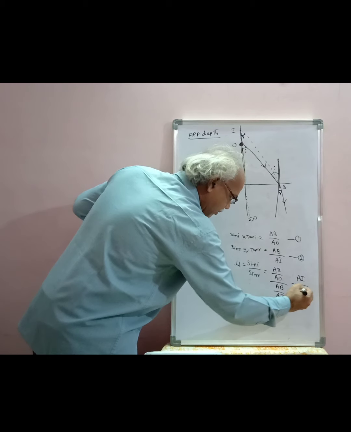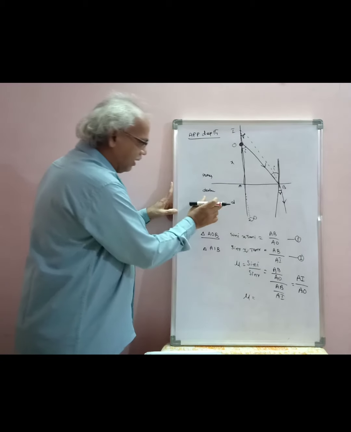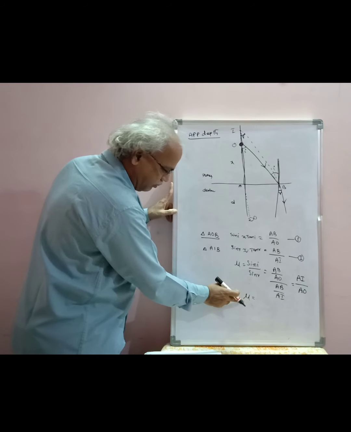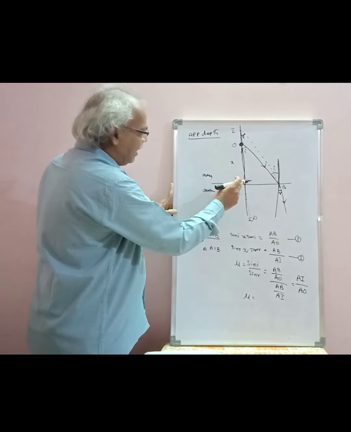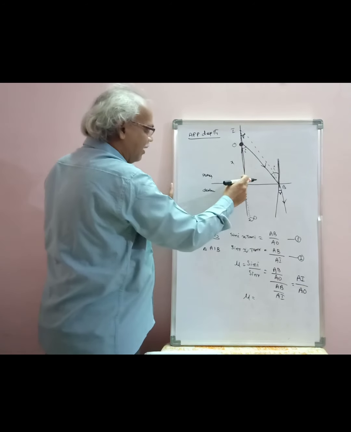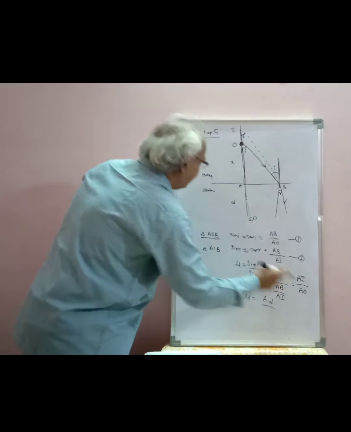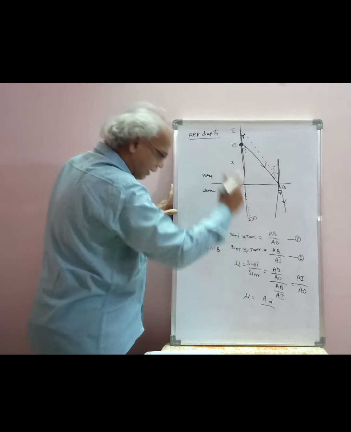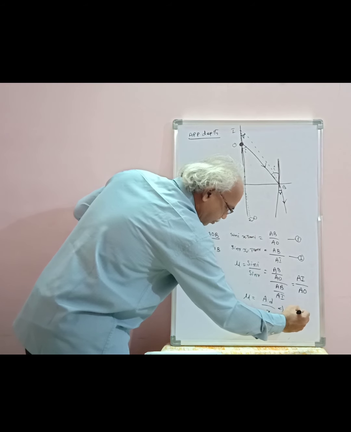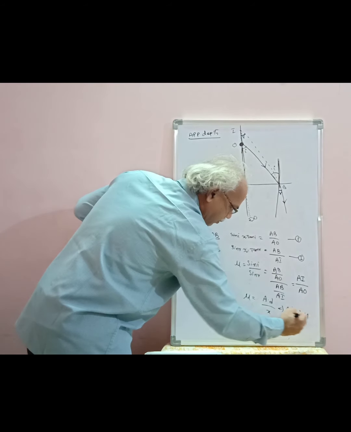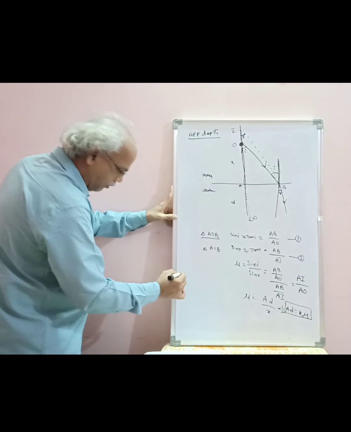Here AI by AO. The refractive index of this denser medium is mu, that is equal to AI by AO. What is AI? AI is the apparent depth, by what is AO? AO is the real depth x. That implies apparent depth is equal to x into mu. X into mu is the apparent depth.